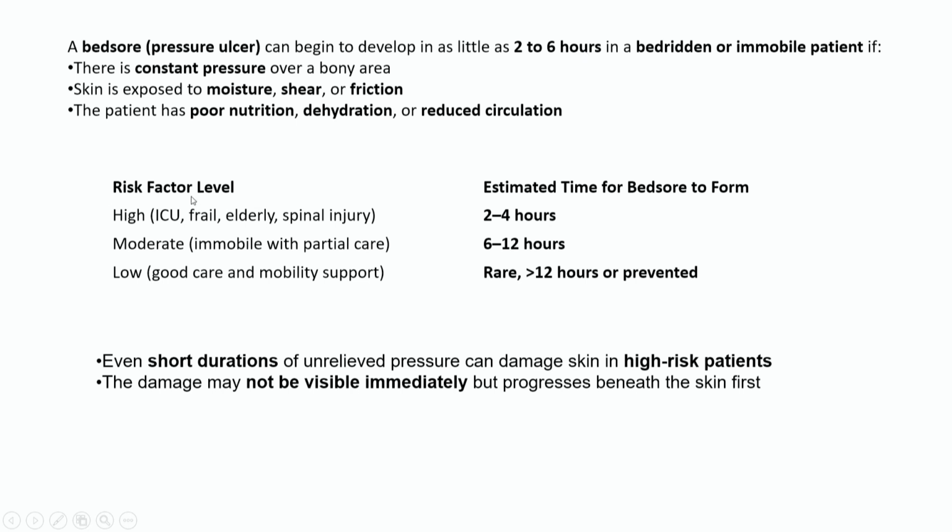What are the risk factor levels? High risk, moderate risk and low risk. What are the high risk? ICU patients, frail patients, patients who have fallen down. In old age people, frailty is very common. People fall, they get fractured and then they are on the bed. And elderly, and spinal injury. Spinal injury is like a paralysis. There is no movement. You are always in the bed. So elderly, spinal injury, frail and ICU: these are the high risk patients for bed sore formation.